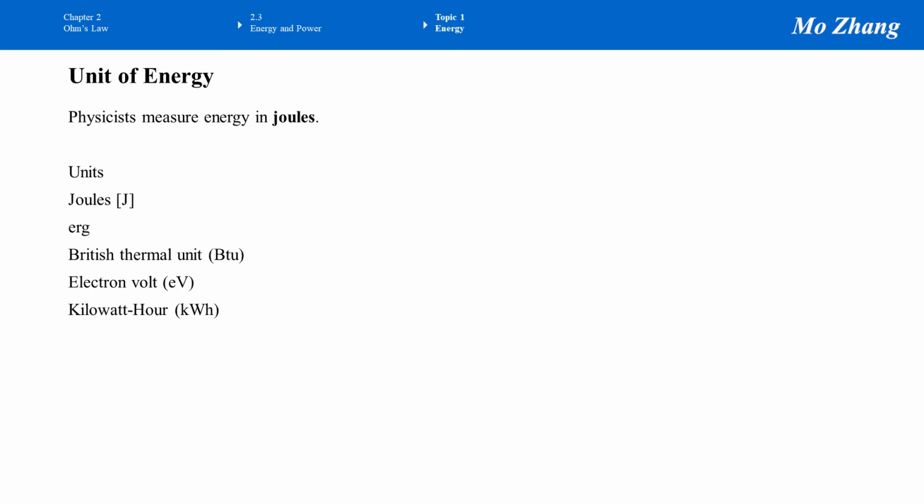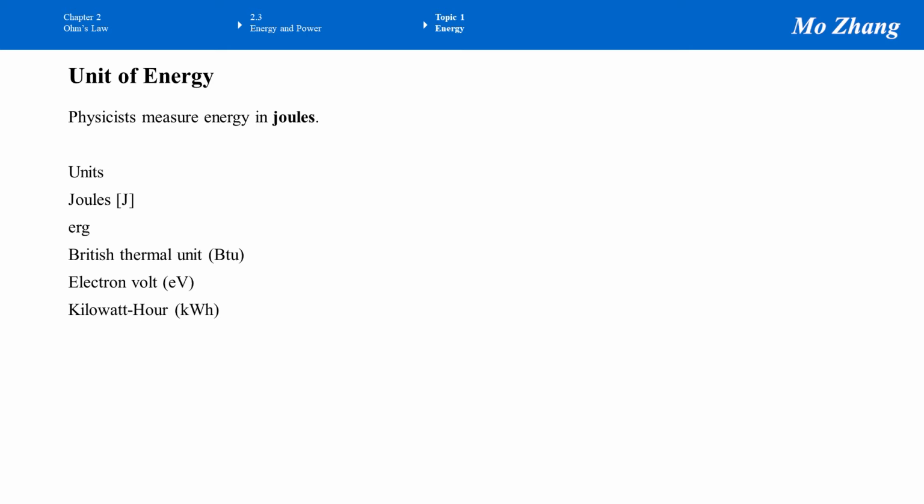The unit of energy is joules. This is the SI unit, where SI stands for the Standard International Unit. In addition to joules, there are other energy units such as ERG. The ERG is a unit of energy equal to 10 to the power negative 7 joules, a very small energy unit. Another energy unit is BTU, the British Thermal Unit, and then we have electron volt.